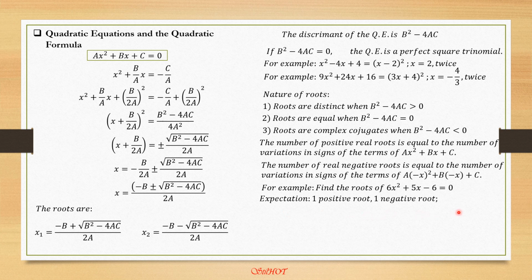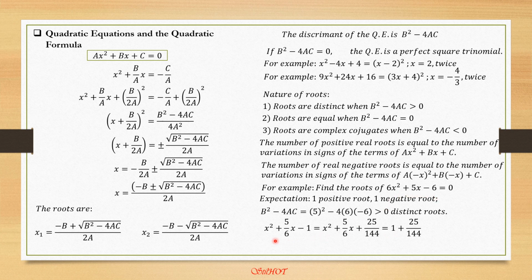So let's now prove it by first dividing everything by 6. Let's use the completing the square method. B squared minus 4ac is 5 squared minus 4 times 6 times negative 6. This is greater than 0. In particular, the discriminant is 169. So that's why we have distinct roots, meaning different real roots. That's the expected roots. So by completing the square and dividing everything by 6 first, we have x squared plus 5 over 6x, then negative 6 over 6 is minus 1.